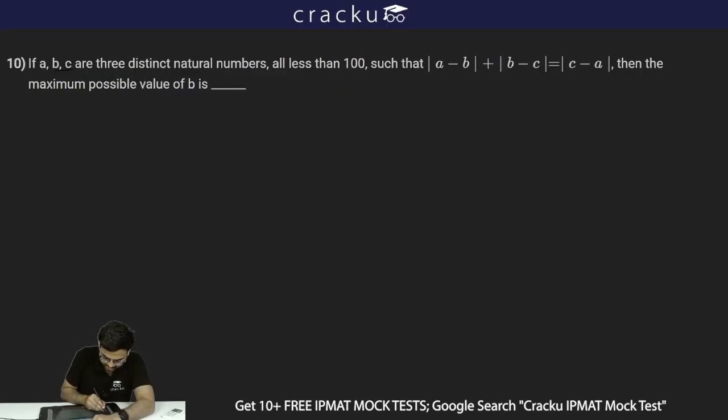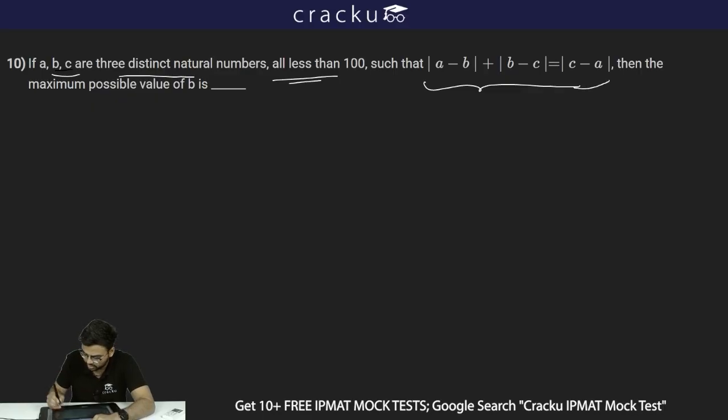The next question is saying, if A, B, C are 3 distinct natural numbers, all less than 100, such that mod of A minus B plus mod of B minus C is equal to mod of C minus A, then the maximum possible value of B is. So if mod of A minus B plus mod of B minus C is equal to mod of C minus A, this is only possible in 2 cases.